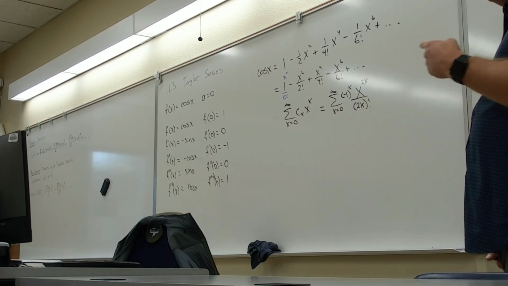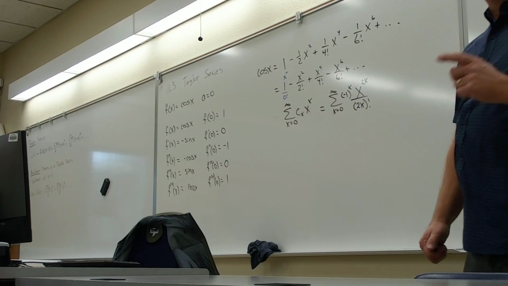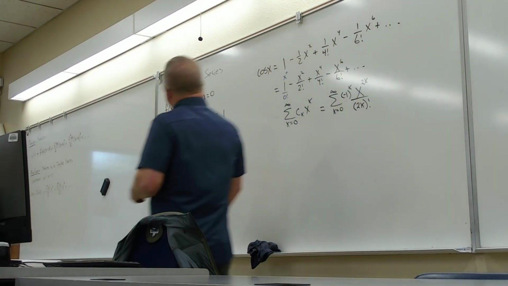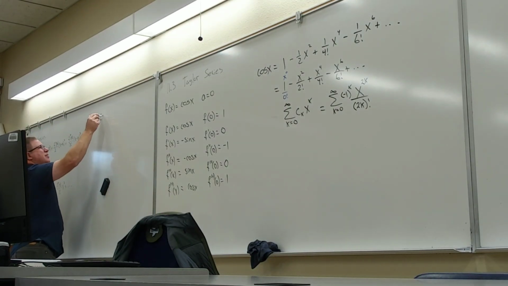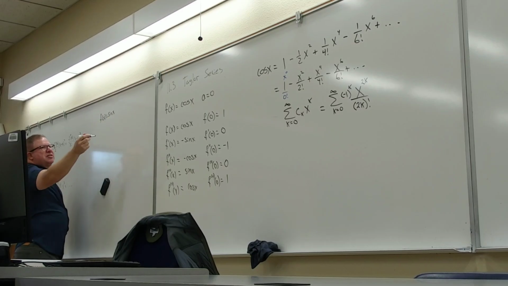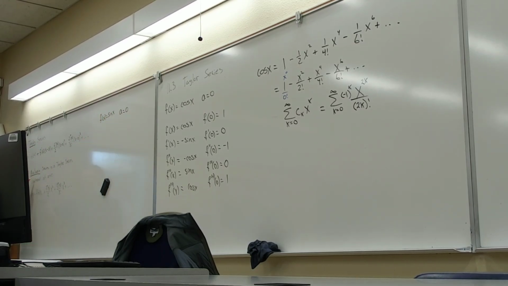All right, I want you to do the same thing, except for sine x. Okay. Do the same thing. F of x equals sine x. And we're going to be centered at 0. So we're finding a Maclaurin series for sine x centered at 0. Give it a try.